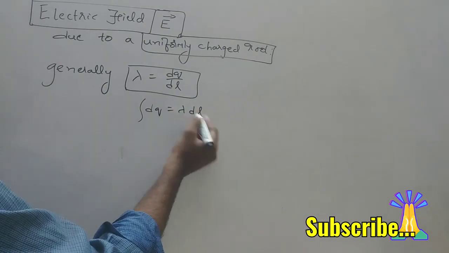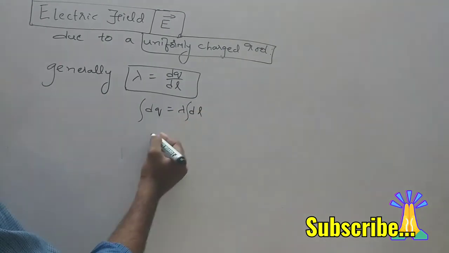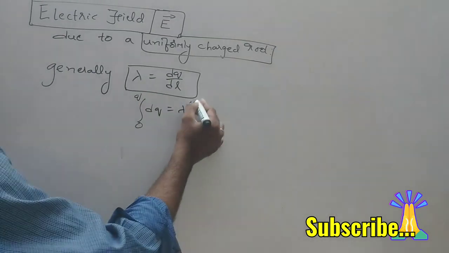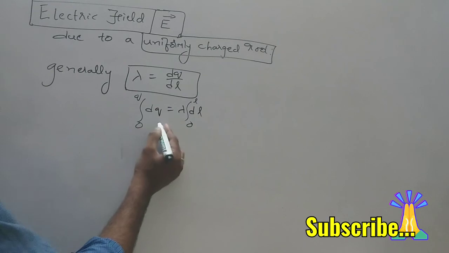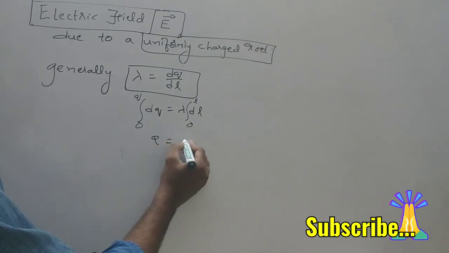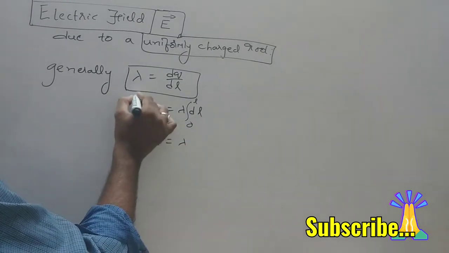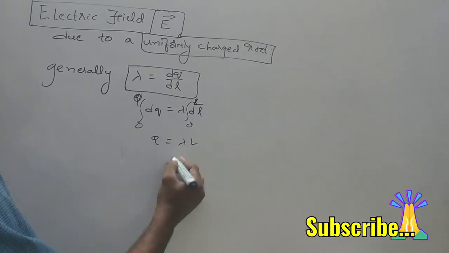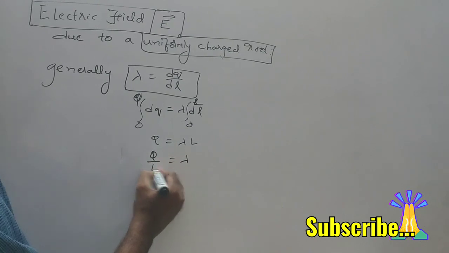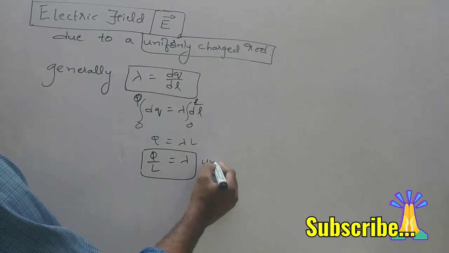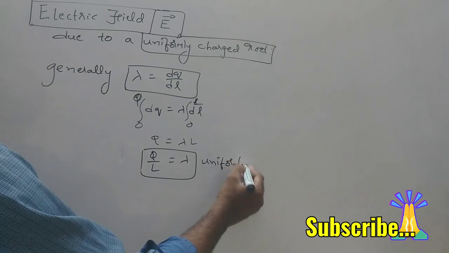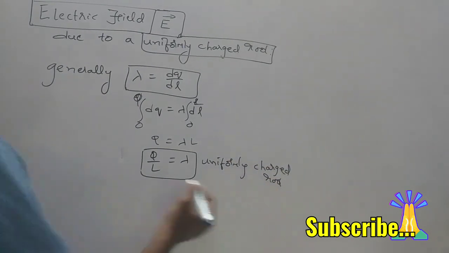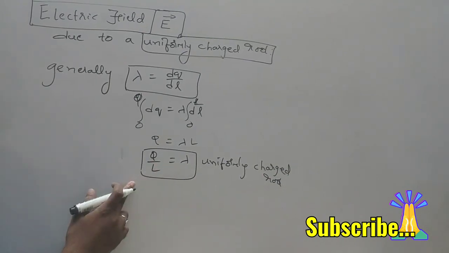For a uniformly charged rod, lambda is constant. Then you get the integration of dq from 0 to Q, and the integration of dl from 0 to L. The integration of dq is Q. So Q is equal to lambda into the integration of dl, which is L. So lambda is equal to Q by L. This is for a uniformly charged rod.